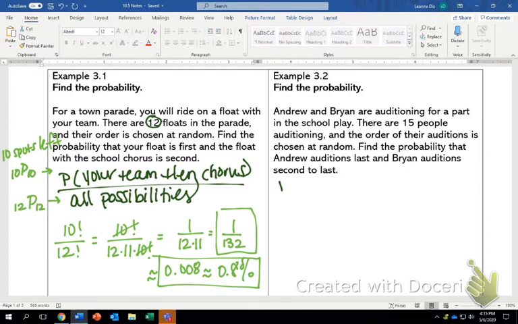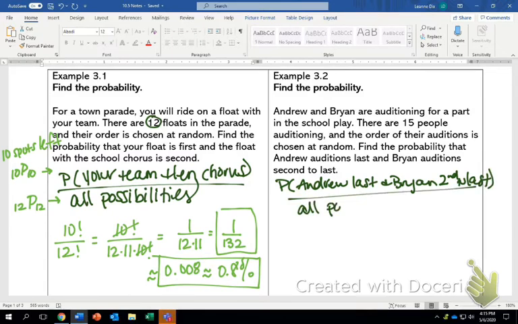Example 3.2 says Andrew and Brian are auditioning for a part in the school play. There are 15 people auditioning, and the order of their auditions is chosen at random. Find the probability that Andrew auditions last and Brian auditions second to last. So those positions are already determined. So we would say the probability of Andrew being last and Brian being second to last over all of their possibilities.